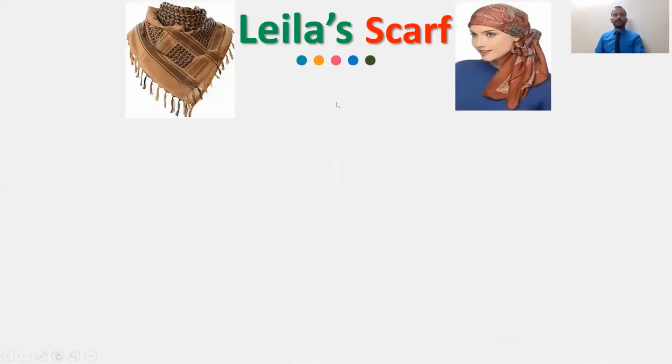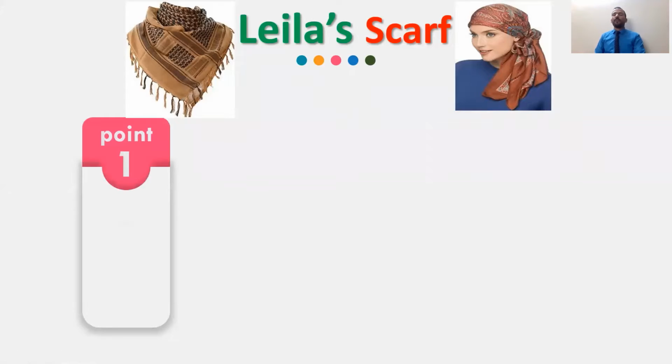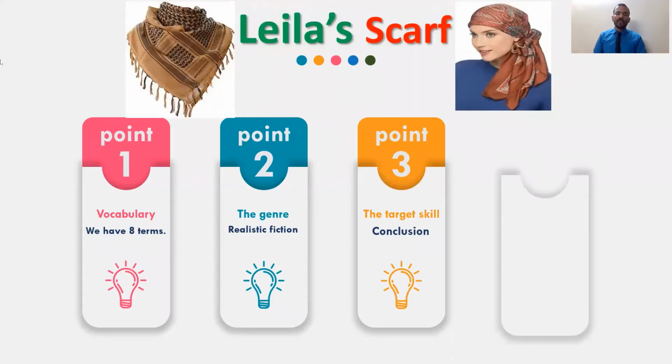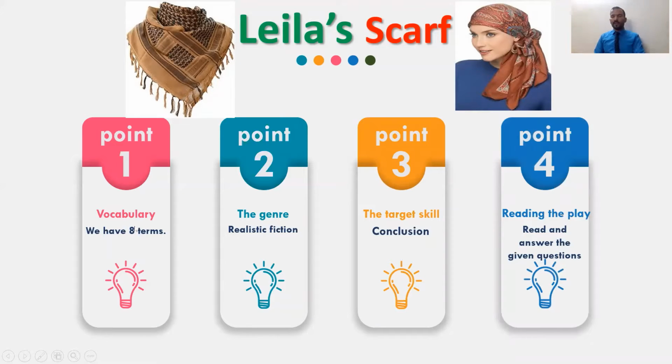Leila's Scarf. As we know, in a story in our Journeys book, you have to know at least 4 main points. The first one, you have to know the 8 terms and their definitions. Point 2, you have to know the genre, or the kind of story. Is it a humorous fiction? Is it a realistic fiction? Informational text? You can know it through reading the story. Point 3, you have to know the reading target skill. And point 4, you have to read the story also and answer the questions.